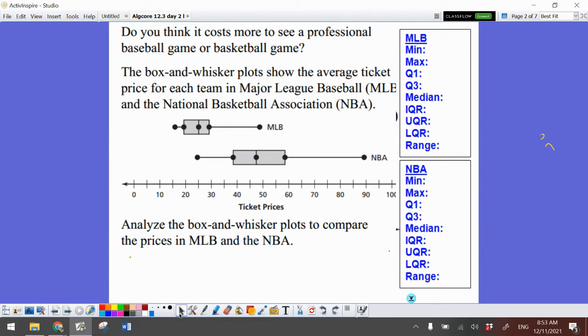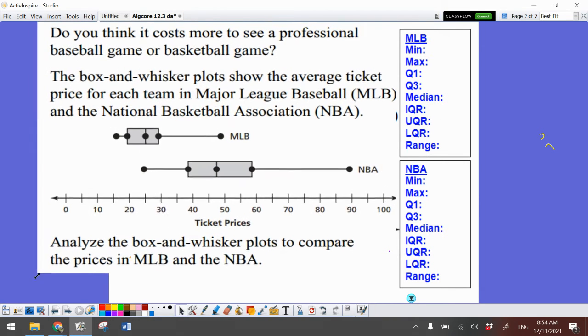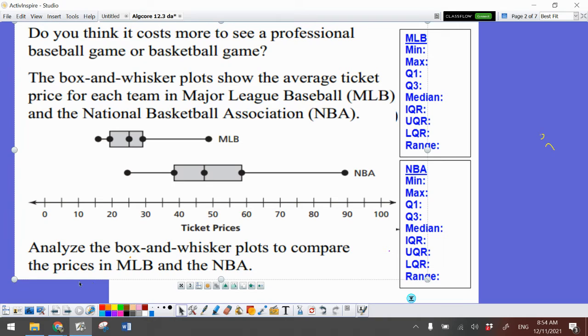So we're going to be comparing two Major League Basketball associations. We've got a baseball association and a basketball association, and we're looking for the key components. When we're talking about the key components of the box plot, we're talking about the minimum, the maximum, Q1, Q3, the median, the IQR, the UQR, the LQR, and the range.